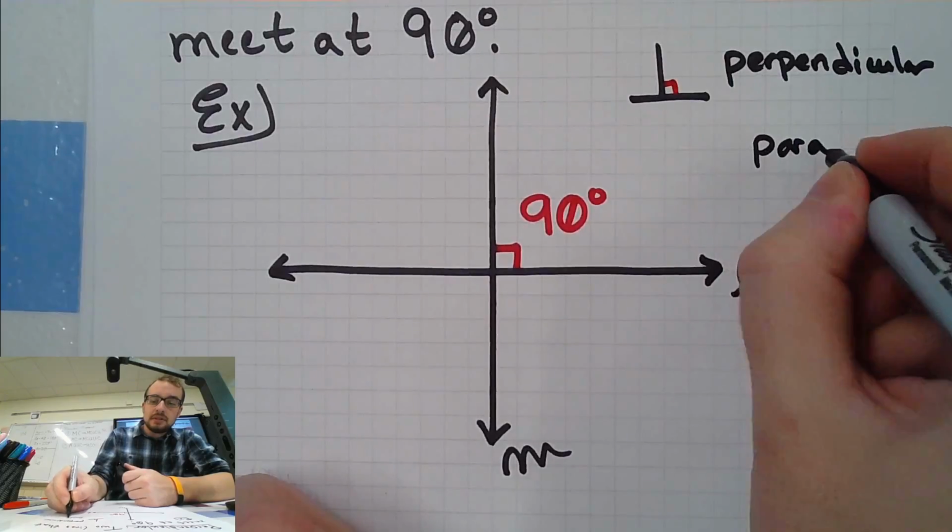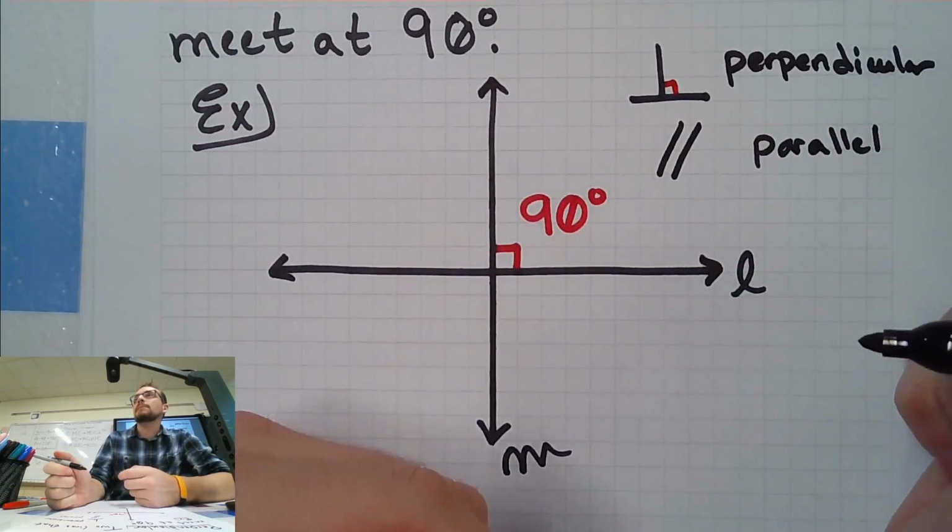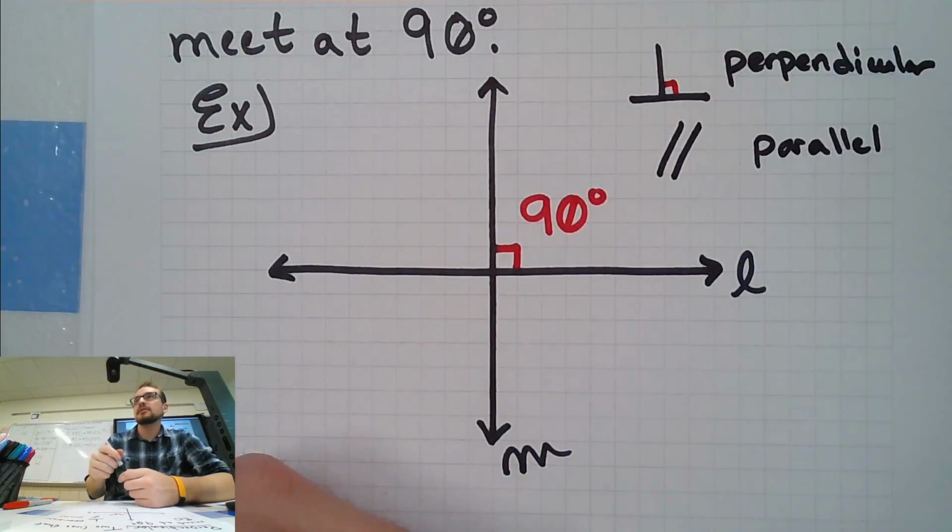Parallel is what we learned about last week. And parallel means that they never touch, so the symbol for that is usually something like that. You can either do it straight up and down or slash-wise.